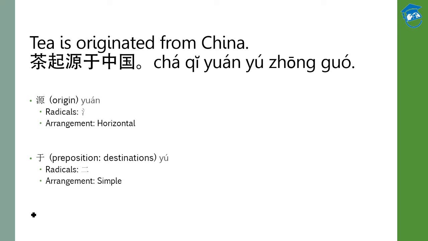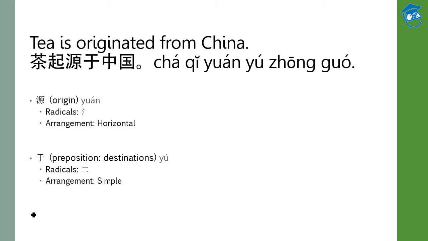Let's decipher this. Cha is tea, as you have learned in the last lesson. 起源 means origin. It is used as a noun in general, but in this context, it is used as a verb. And then 于 is a preposition, and it indicates that it is from somewhere. 中国, as you have learned, is China.